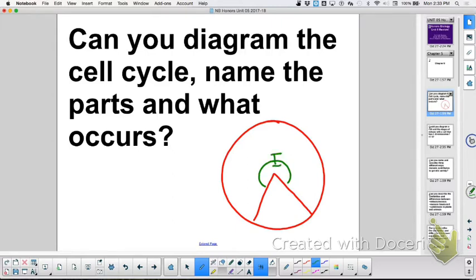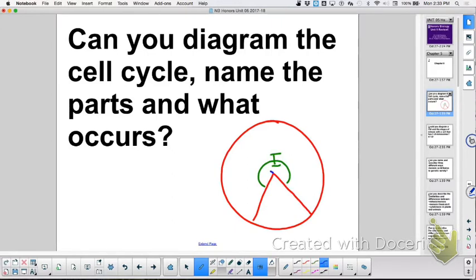Interphase. And you would break interphase down into what? What would you call it? What else? And would you know what happened? What would you call this right here? M. And what would you divide that into? Mitosis and cytokinesis. Good job. Would you know what happens in each one of those stages? Yes. What would you tell me happens?